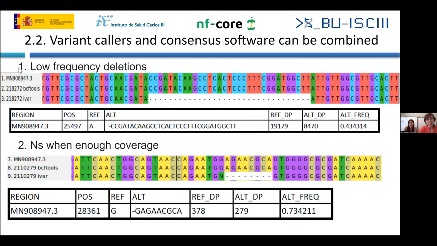Here we can see the reference, the consensus generated by BCFtools, and the consensus generated by iVar. iVar included a low frequency deletion that shouldn't be there if you don't want it to.